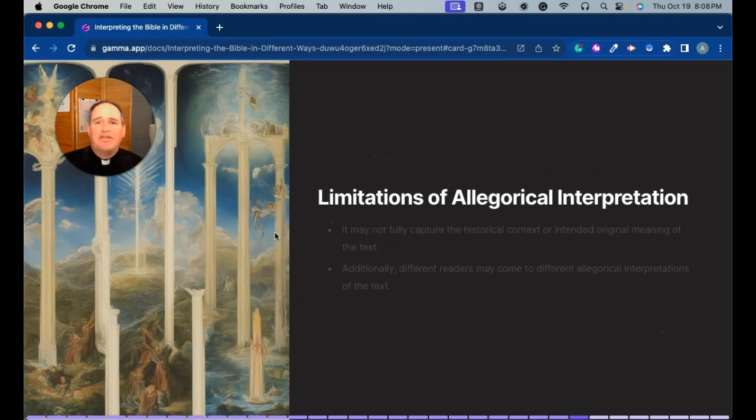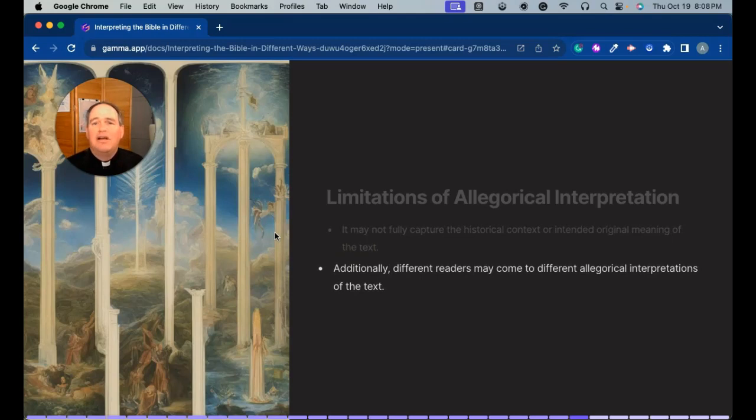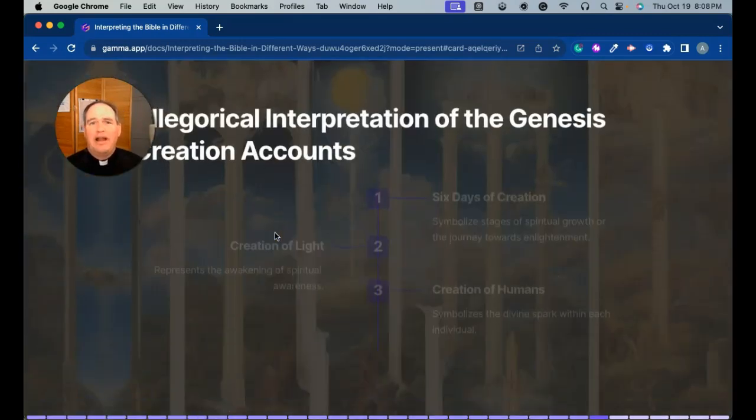The limitations of the allegorical interpretation, very simple. Number one, we're not looking at anything historical or looking at the original meaning. So we can be reading our own culture into the stories, and maybe in a way that was not intended by the authors. And secondly, there's going to be a broad number of interpretations of this text, and there's no one right way to read an allegory.